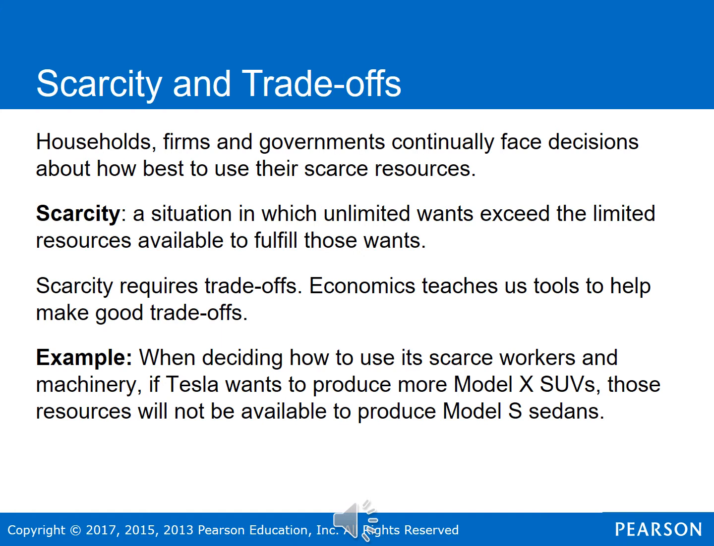An example that's going to run through this chapter is Tesla. So when deciding how to use its scarce workers and machinery, there's only so much that Tesla has as a company. If it wants to produce more of their Model X SUVs, those resources aren't going to be available to produce the Model S sedans. So they have a choice to make. Do they want to make more Model X's or more Model S's?